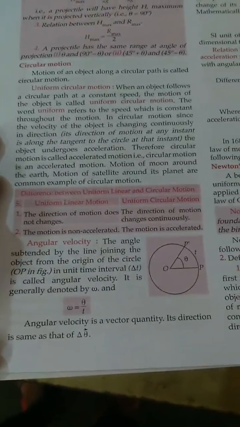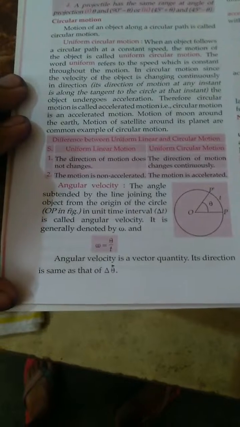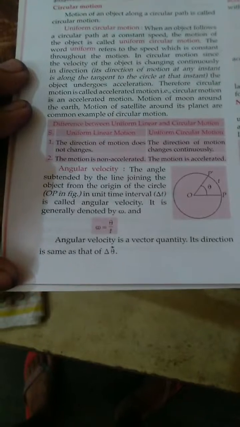Difference between uniform linear and circular motion. In uniform linear motion, the direction of motion does not change, and the motion is non-accelerated. In circular motion, the direction of motion changes continuously, and the motion is accelerated. Angular velocity: the angle subtended by the line joining the object from the origin of the circle in unit time interval t is called angular velocity. It is generally denoted by omega, and omega equals theta divided by t. Angular velocity is a vector quantity. Its direction is the same as the direction of theta.